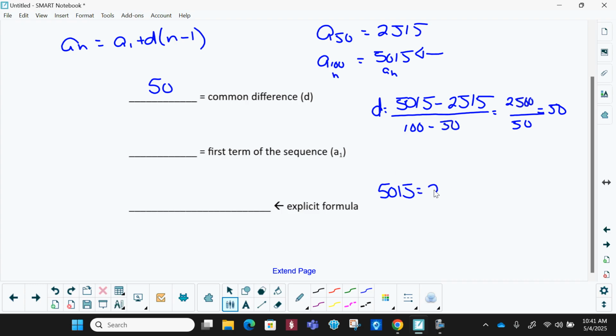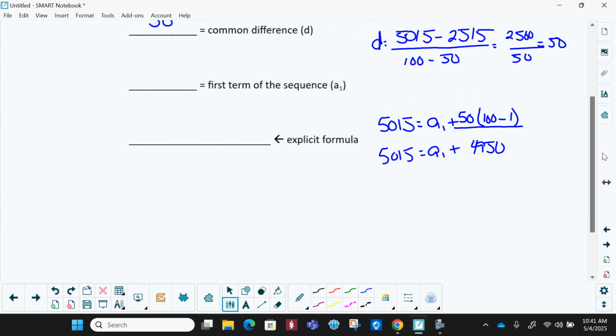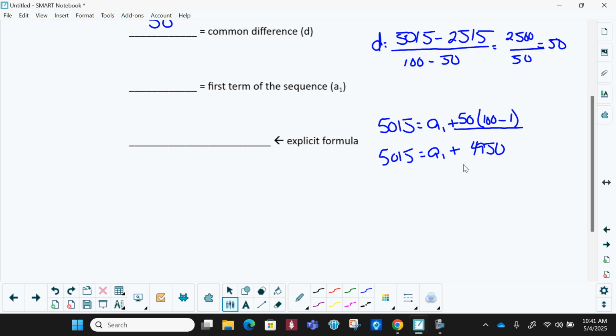5,015 equals A1 plus, there's my D, 50 times 100 minus 1. And so what we're going to do is put that in there. Okay, 50 times 99. Okay, so 5015 equals A1 plus 4,950. Okay. If you would have chosen the first one, this is where we're going to be a little different, but we're going to still get the same answer. Now we're going to subtract right here, and we get 65.